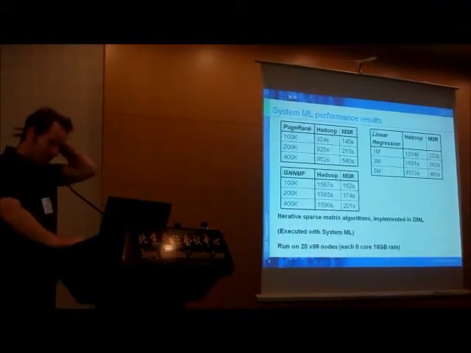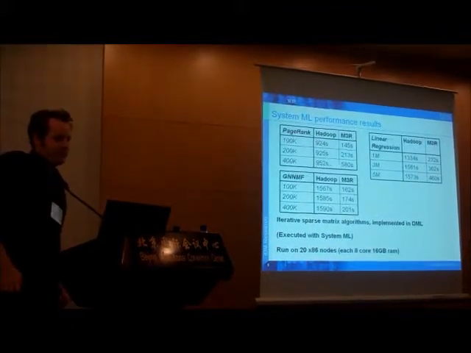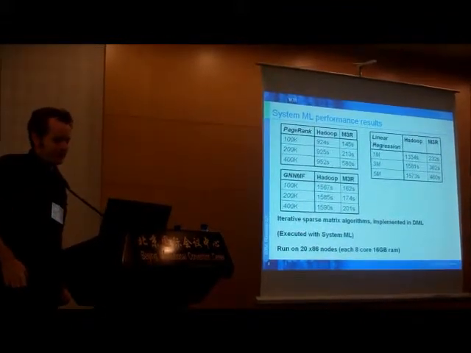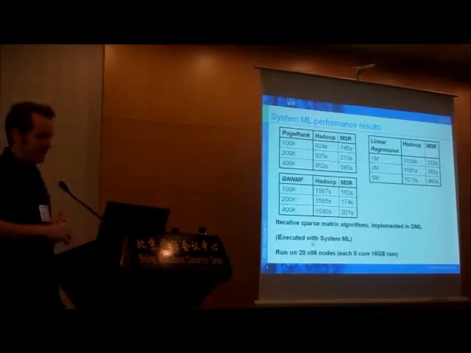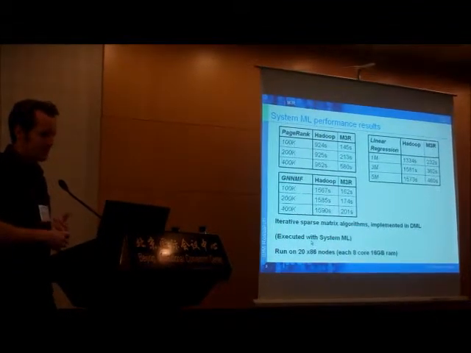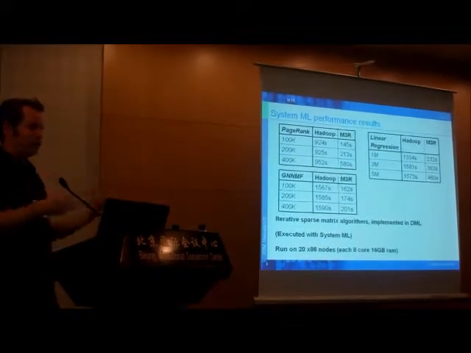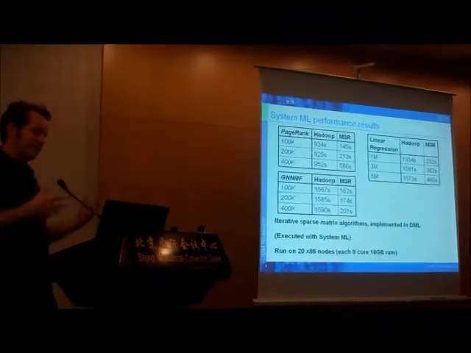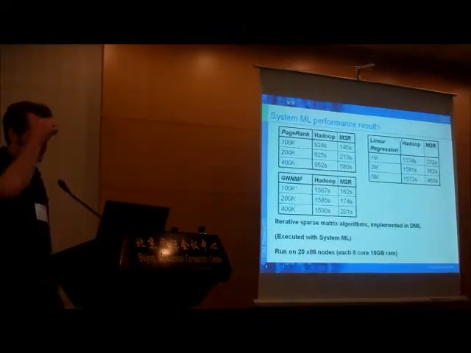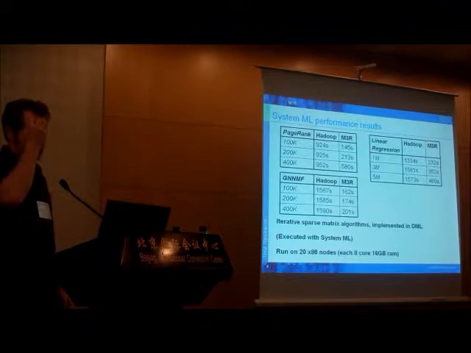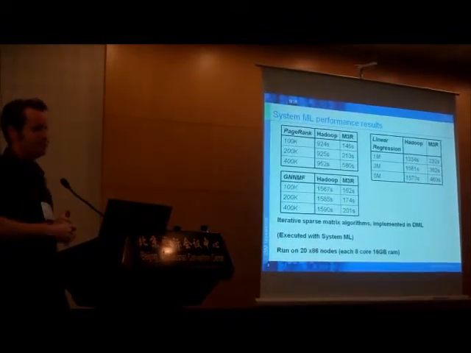So here is an example of some of our performance numbers. We've run these applications: PageRank, linear regression, and global non-negative matrix factorization. And these are running on SystemML, a programming environment for doing matrix algorithms. At their core, all of these applications are iterative sparse matrix times vector multiplications. The standard SystemML implementation will convert these algorithms into Hadoop jobs and run them.